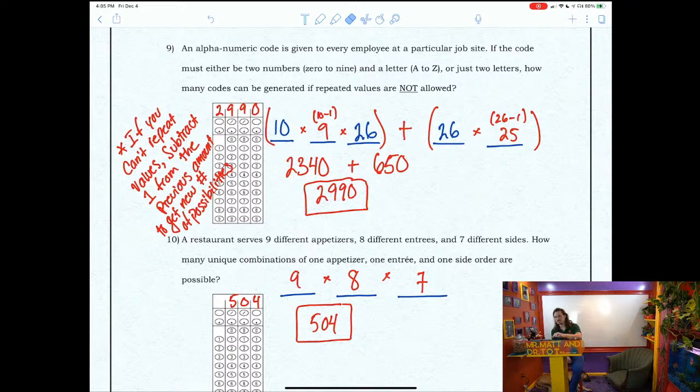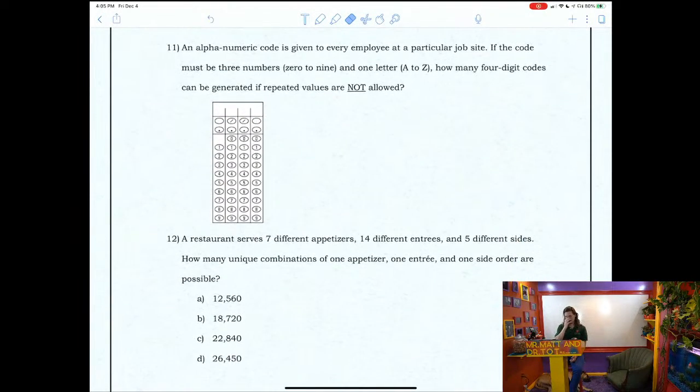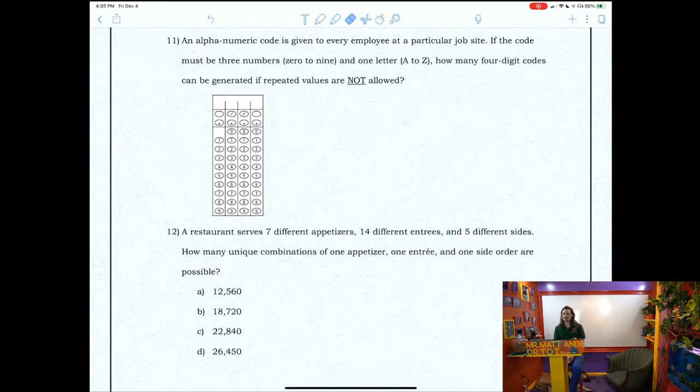Again, if you have any questions, then please let me know. This last pair is going to bring us up to the end of class today, so we'll end a little bit early for today's session. But number 11 asks, an alphanumeric code is given to every employee at a particular job site. If the code must be 3 numbers, 0 to 9, and 1 letter, A to Z, how many 4-digit codes can be generated if repeated values are not allowed? Number 12 asks, a restaurant serves 7 different appetizers, 14 different entrees, and 5 different sides. How many unique combinations of 1 appetizer, 1 entree, and 1 side order are possible? So I'll give you 6 minutes, and that'll bring us up to the end of class today after we review.